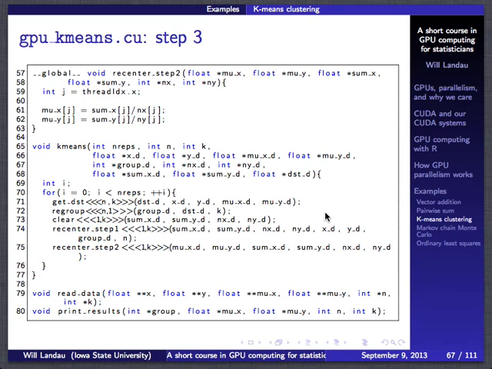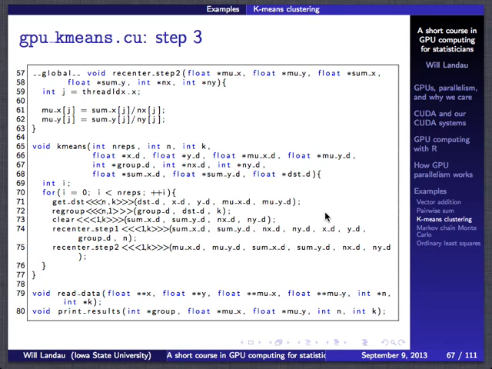sequentially. Once I have the initial values, I assume that I have initial values for the cluster means. First I get the distances between each point in their clusters, n blocks, k threads per block. I regroup the points into their clusters based on the distances that I calculated. I clear the information that I'm going to use to compute the cluster means. And then I call recenter step 1 and recenter step 2. They're both kernels with k threads and 1 block. I compute this to recompute the cluster centers. And so that's my main k-means function.